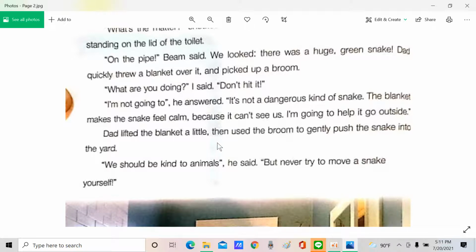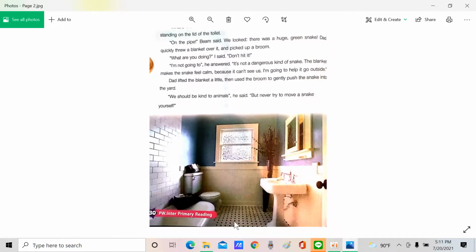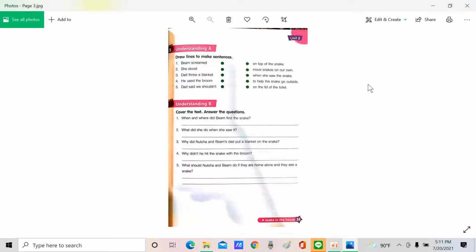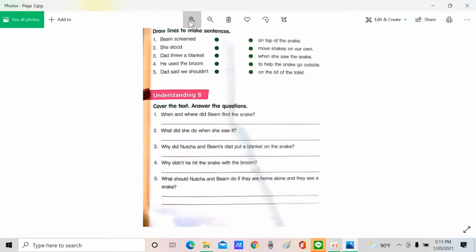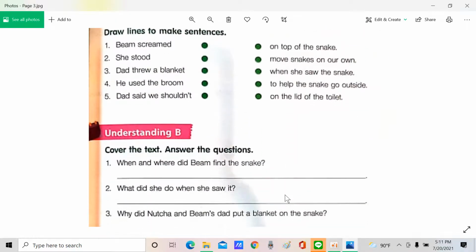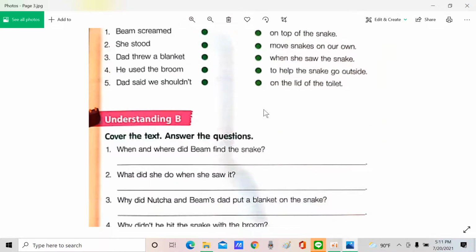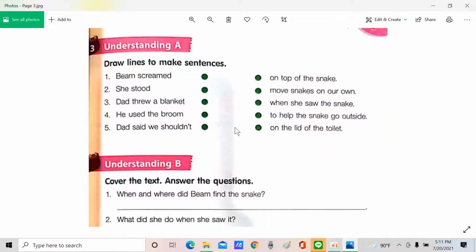Okay? So this is a story about a snake in the house. So here you can see a picture of a toilet. Okay? Now let's proceed to the exercise. How are you going to answer? Now we will be turning the next page, which is page 31. You're going to try to answer the questions to see if you understood the story.